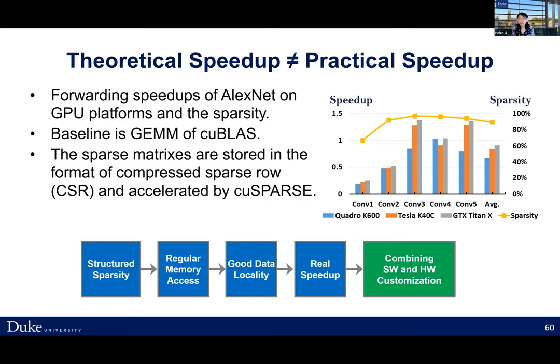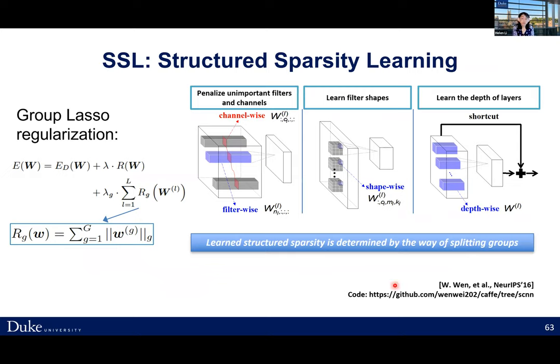So we tend to induce regular memory accesses, improve the data locality, and obtain the real speedup. And it has to be achieved through combining software and hardware customization. I will go through this pretty quickly. We call our methodology structure sparsity learning, okay?